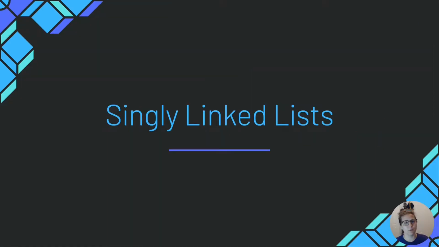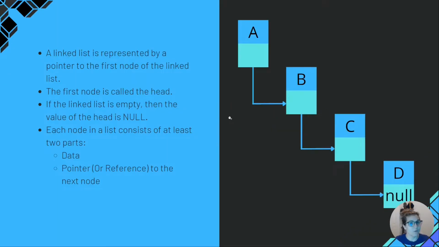So now that we got an overview of what a linked list is, let's learn about a singly linked list. And after we learn about this, we are actually going to implement this in C++. As I mentioned before, a common way to implement linked lists is to use a pointer. So a linked list is represented by a pointer to the first node of a linked list. The first node of our linked list is called our head. In this case, A is the head of our linked list. If our linked list was empty, then the value of the head would be null.